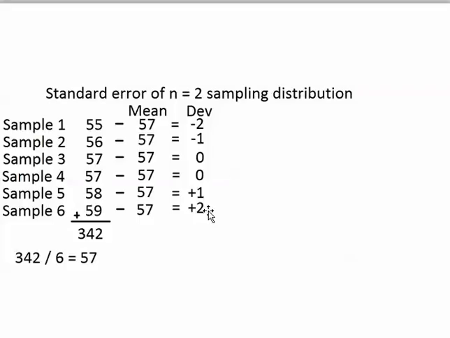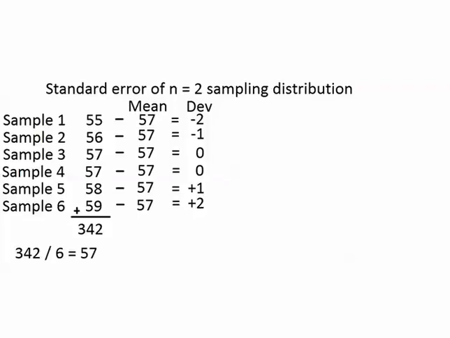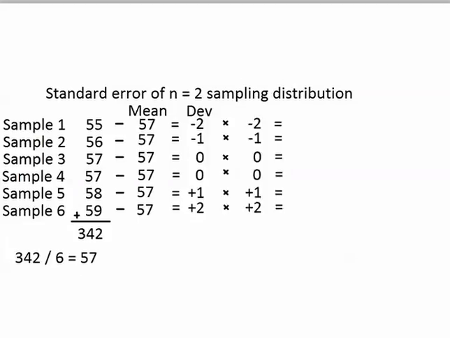The next step in our formula is to square each of the deviations. You have to multiply each deviation by itself. Remember that we're just following the standard deviation formula, and one of the steps in the standard deviation formula is multiplying each deviation by itself. So that's what we're doing right now. Negative 2 times negative 2 is 4. Negative 1 times negative 1 is 1. These two equal 0. 1 times 1 is 1, and 2 times 2 is 4.